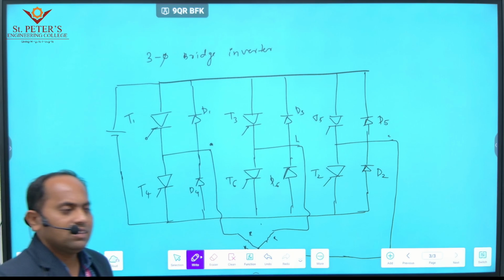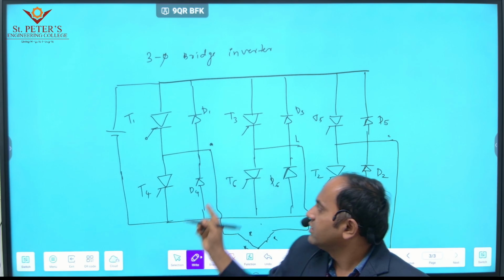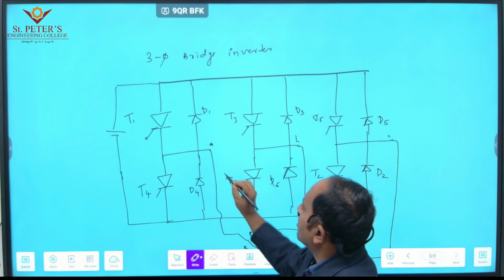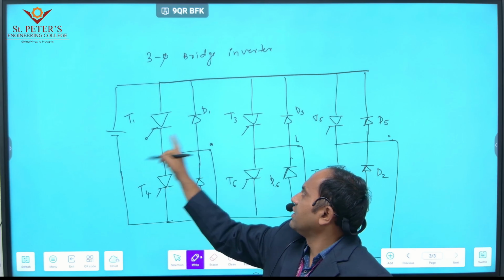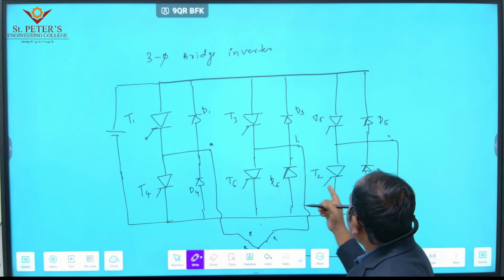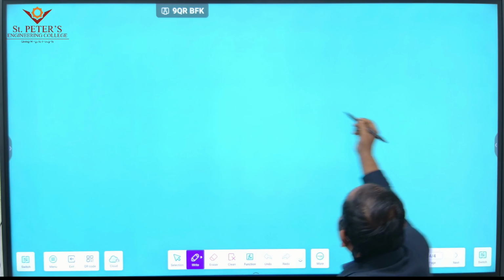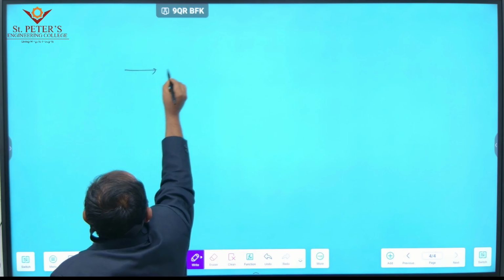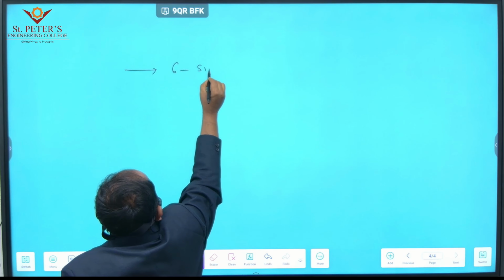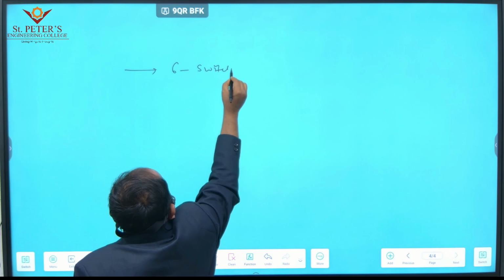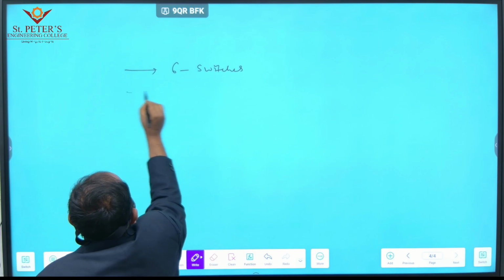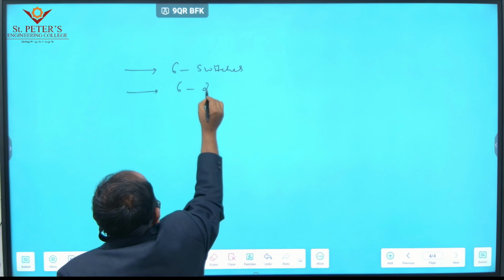From this diagram, how many switches does a three phase bridge inverter consist of? It contains T1, T3, T5 and T2, T6, T4. So the total number of switches is six. It contains a total of six switches and six diodes.